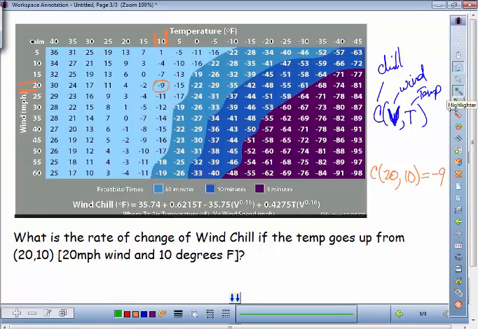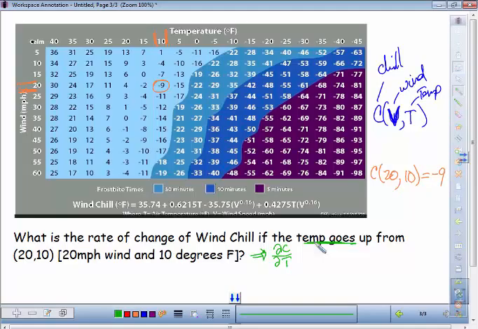So what we could do is we want to find the rate of change, so the partial derivative, since there's two variables here. We're taking the partial derivative of the wind chill factor with respect to the change in temperature going up. It's the rate of change of the wind chill with respect to the temperature. Okay?